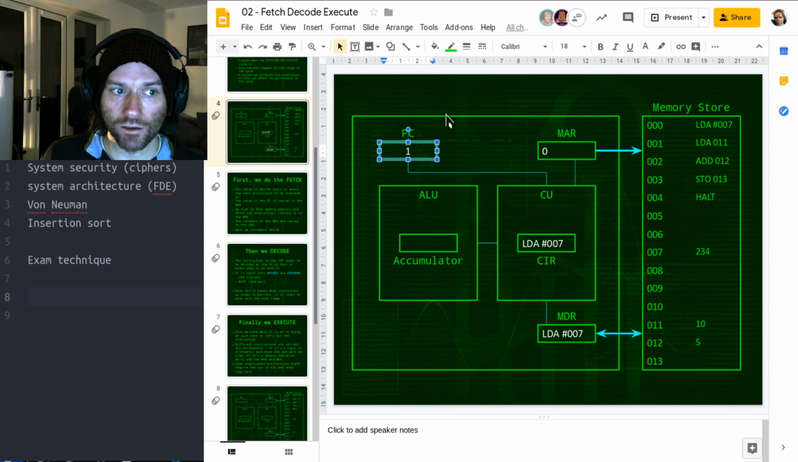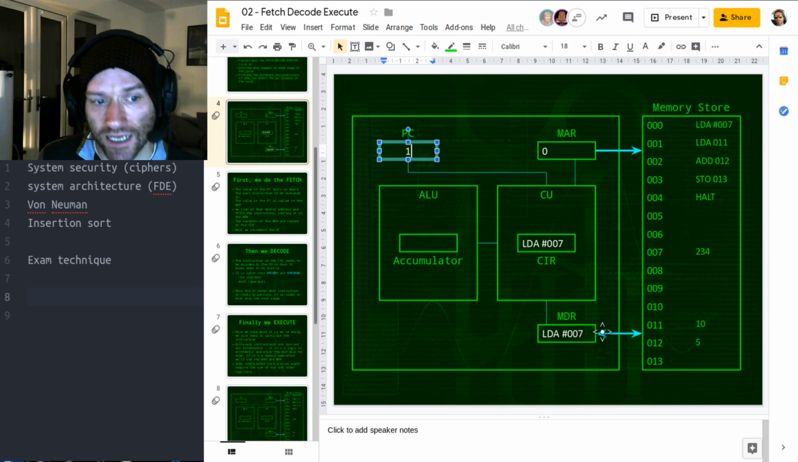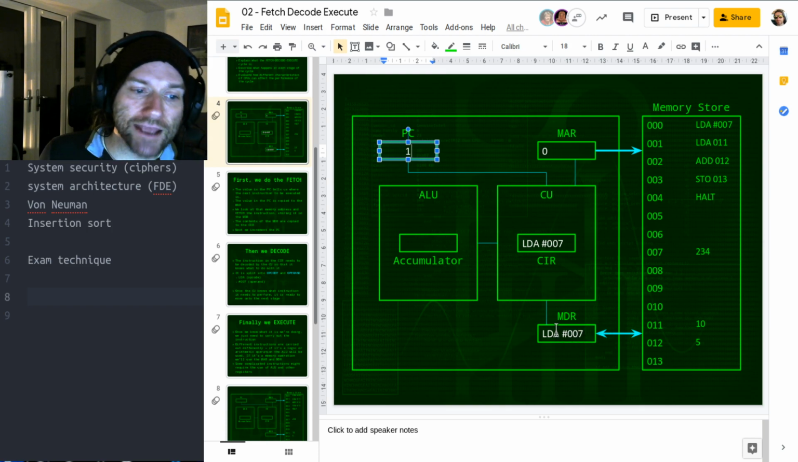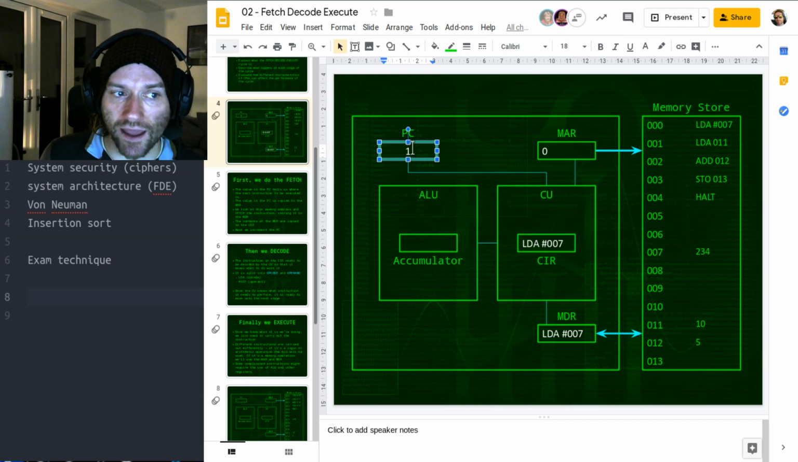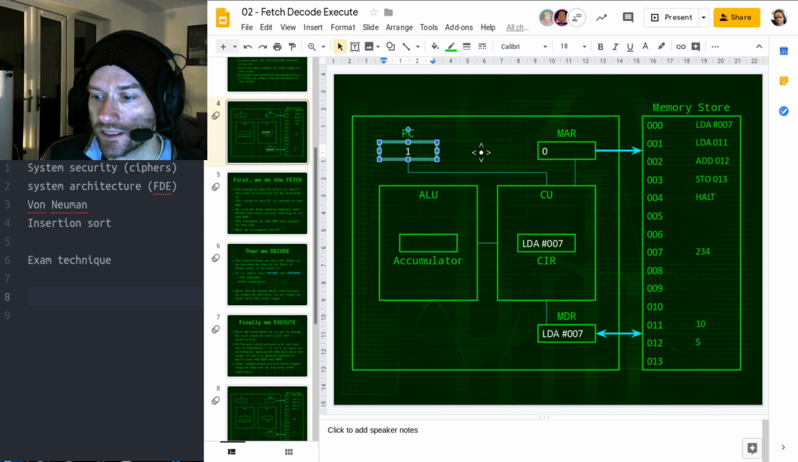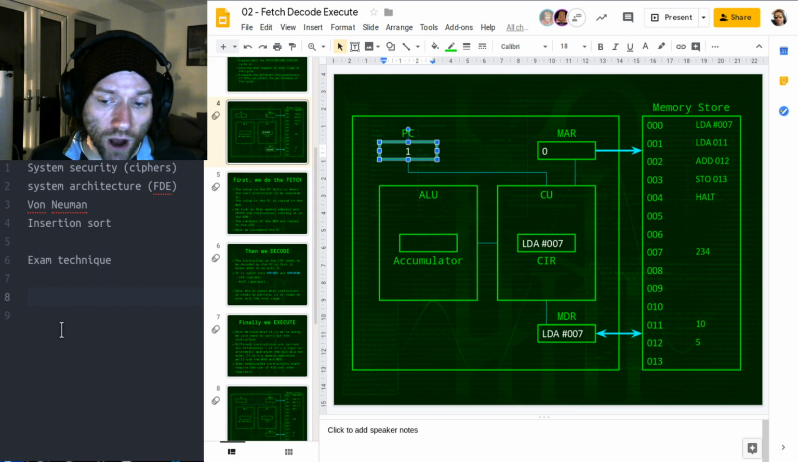Copy the PC to the MAR, look up the address stored in the MAR in the memory store, copy that information across the data bus and store it in the MDR. Once you've done that, you copy the value from the MDR into the CIR. Once you've done that, increment the PC. That's the end of the fetch. That's not the end of the whole cycle.